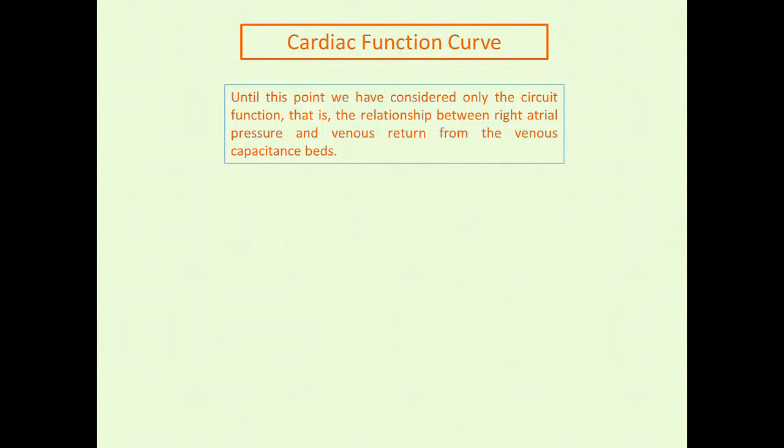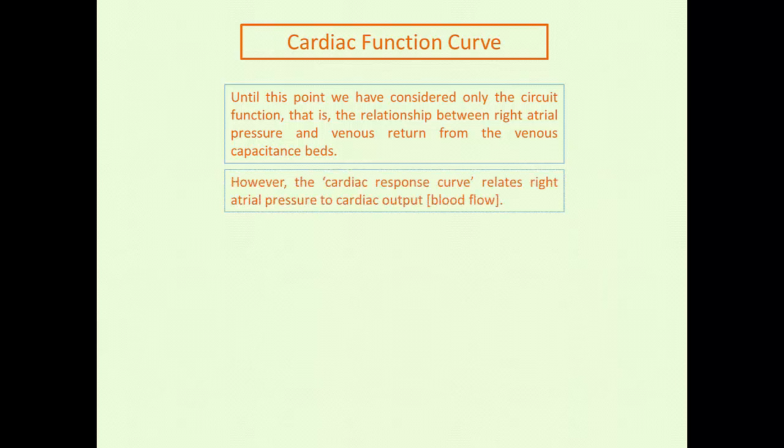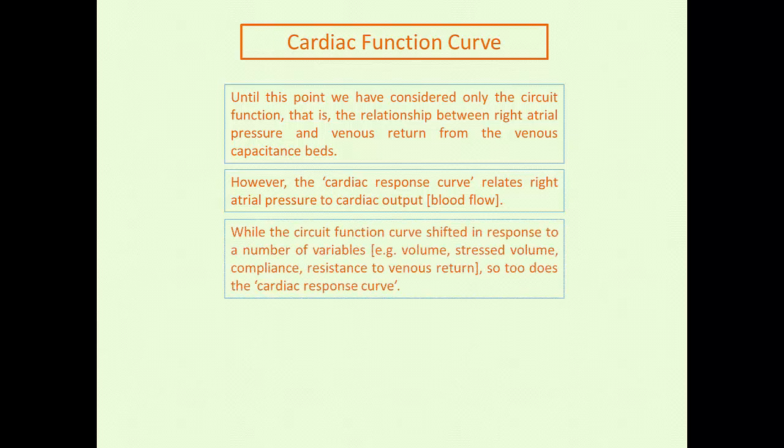So we've only considered the circuit function, that was the venous return curve that we discussed in the last part, that is the relationship between right atrial pressure and venous return from the venous capacitance beds. But the, quote, cardiac response curve, or the cardiac function curve, or the Frank-Starling curve, you can call it whatever you want. I just chose cardiac response curve because that's what Dr. Guyton called it, relates right atrial pressure to cardiac output. And it really has an inverse relationship compared to the venous return curve, as we will see.